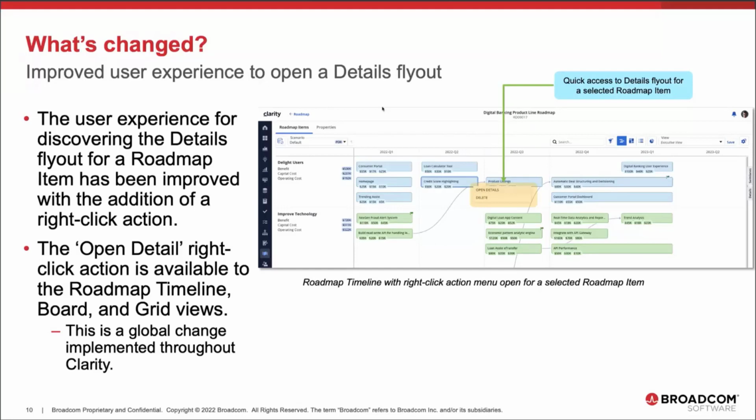Now this is an example of the roadmap timeline with that right click menu in view, but it's actually any view now, whether you're on a board, a timeline, or a grid. You can use the right click action to get to the details flyout in any particular given workspace. This just happens to be an example of road mapping.